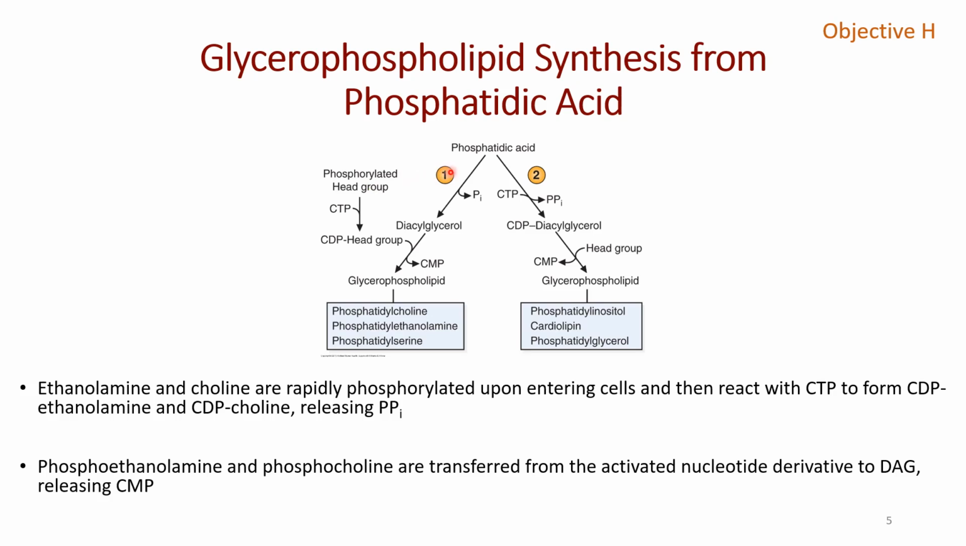So the ways to do this: the phosphatidic acid has a phosphate on it. And if there's a phosphate on that third carbon and you want to put a head group on, there are two ways to do it. You can phosphorylate the head group and make it chemically active so that it's able to attach directly to the diacylglycerol once that phosphate comes off.